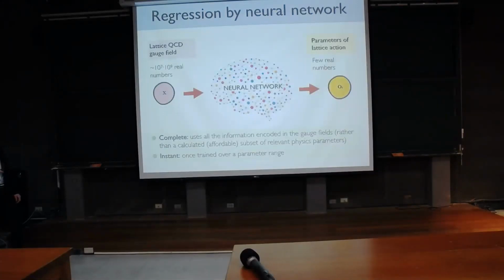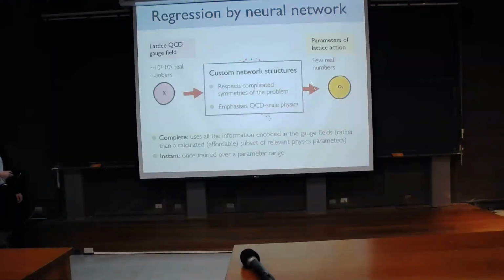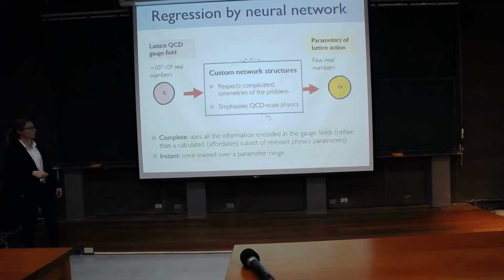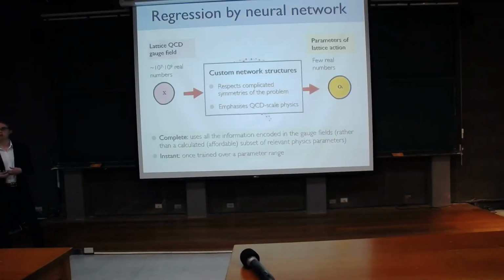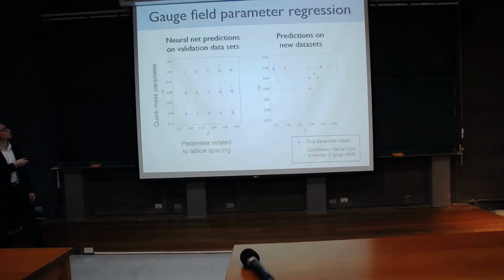But we were recently able to show that you can take lattice gauge fields, you can train some custom network structure that respects the complicated symmetries of the problem, emphasizes physics at the right physical scale to get the few parameters that you want out the other side, and thereby accelerate these numerical calculations. So this is really nice. It's complete. It uses all of the information encoded in the fields. It has some training costs, but once it's trained, it's also very fast. And so we can use in various ways machine learning as a tool to augment our simulation.